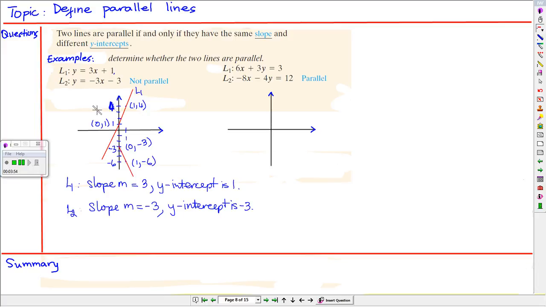Of course, we can extend it, and we can see that these two lines are not parallel. They are not parallel at all, because you can see right here that they intersect at a point. So that will be our line 2.